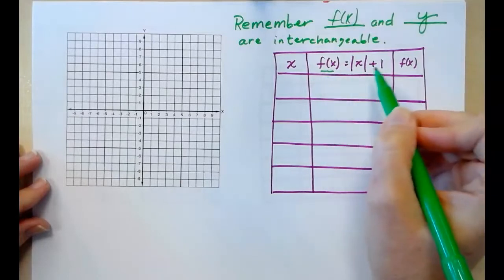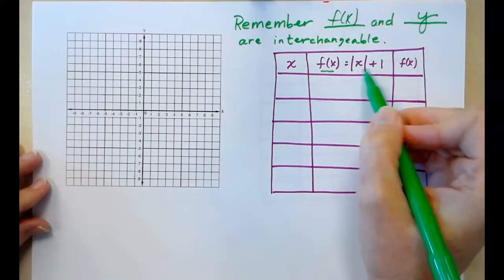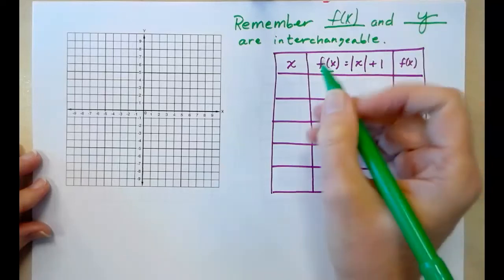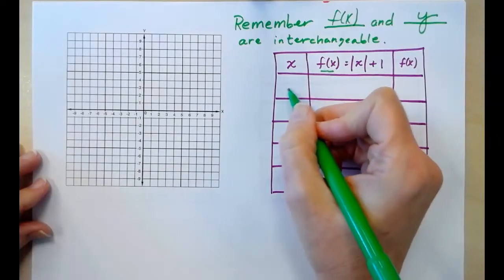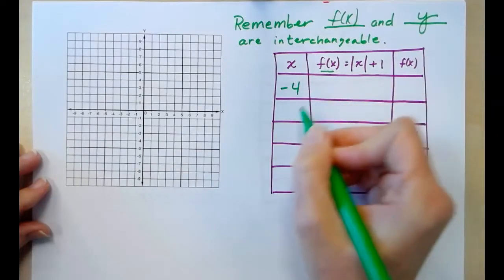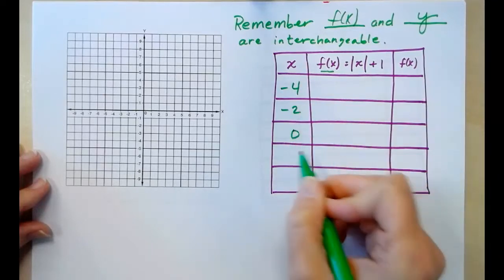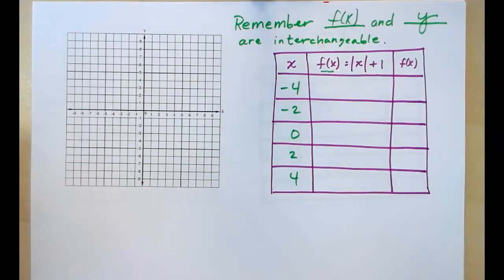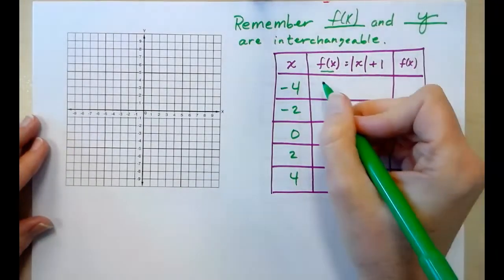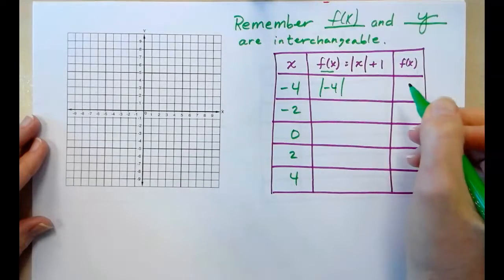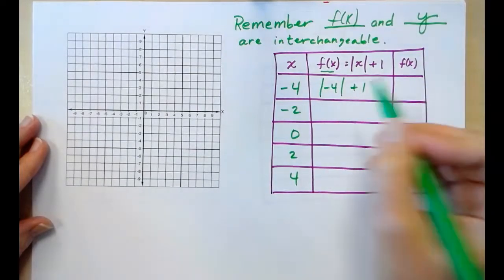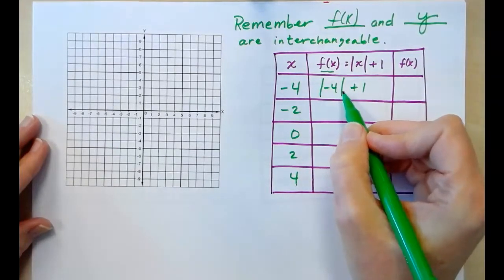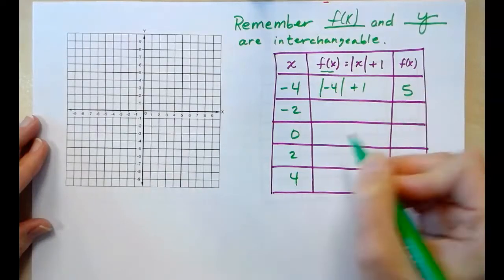So my function says take the absolute value of x and add 1. So let's plug in some numbers, maybe like, how about -4, -2, 0, 2, and 4. Just choosing even numbers this time. We can definitely do that. So what do we have? We have the absolute value of -4 plus 1. The absolute value of -4 is 4. 4 plus 1 is 5.